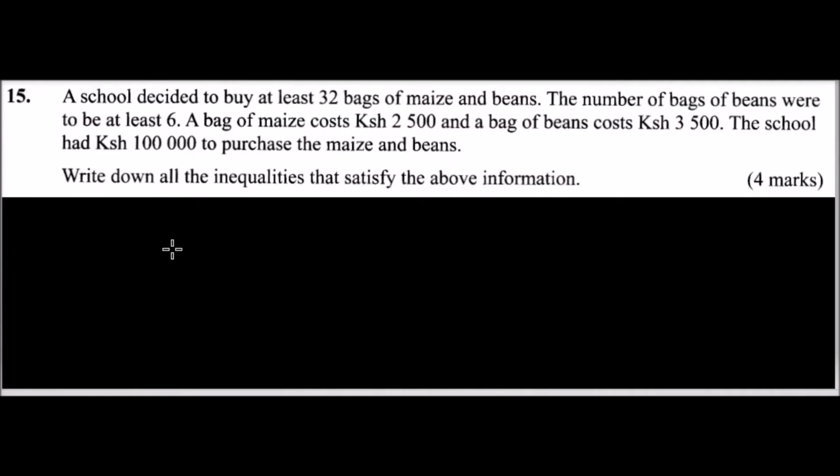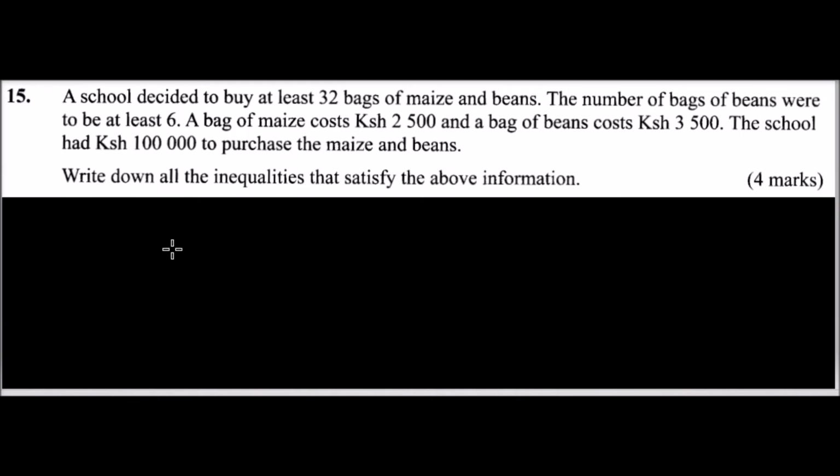Question number 15, we are told the school decided to buy at least 32 bags of maize and beans. The number of bags of beans were at least 6. A bag of maize cost 2,500 and a bag of beans cost 3,500 Kenyan shillings. The school had 100,000 Kenyan shillings to purchase the maize and beans. Write down all the inequalities that satisfy the above information.